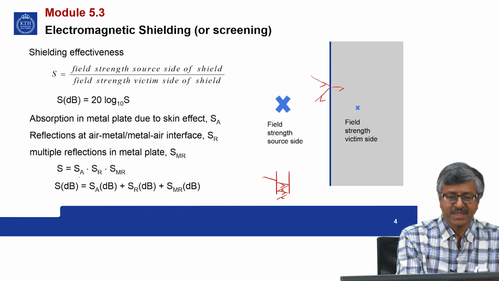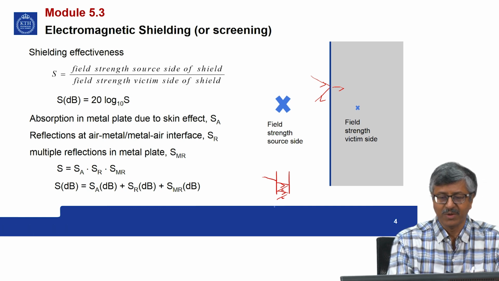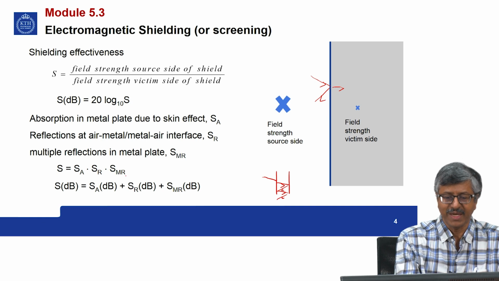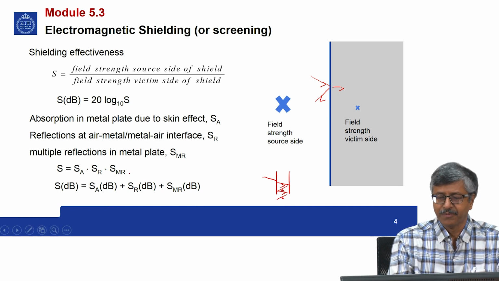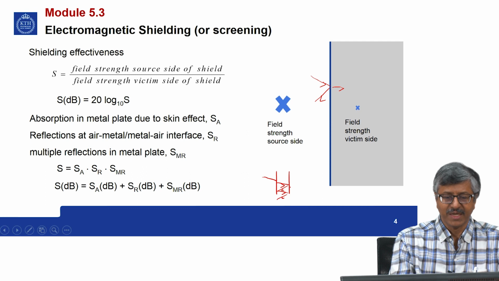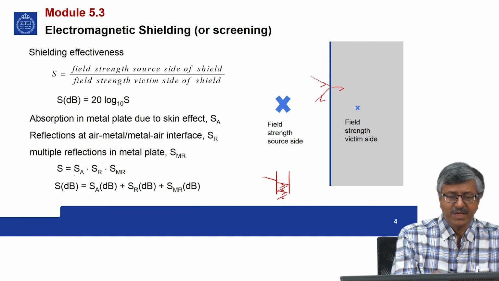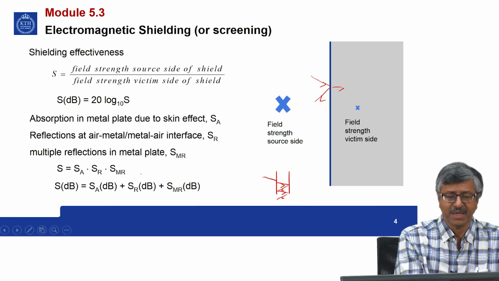Now, SA and SR are positive, whereas the one due to multiple reflection will be negative. We will see the reason for that. So, the total shielding effectiveness is SA multiplied by SR multiplied by SMR, and in decibels now this multiplication becomes plus.